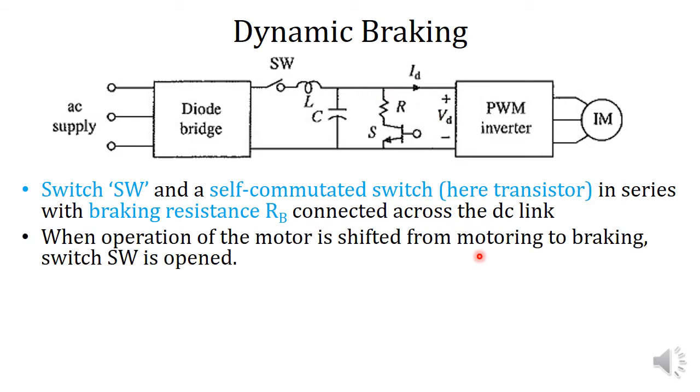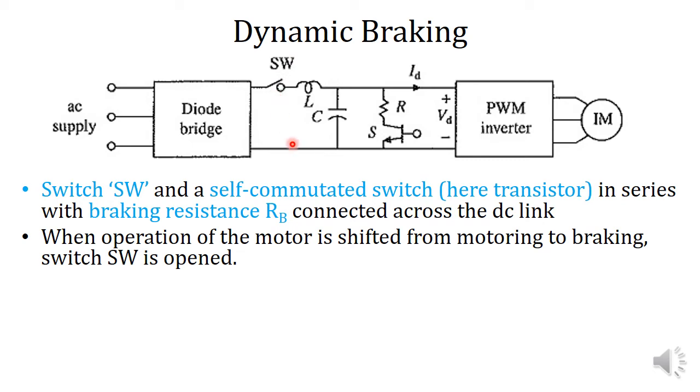First, when the operation of the motor is shifted from motoring to braking, then the switch SW is opened. That means the power flows from machine to inverter in this direction, in the negative direction. So the power flow should not be allowed to the source. Since there is a diode bridge, the current will not be allowed to flow in the negative direction. Anyways, we will open the switch SW.